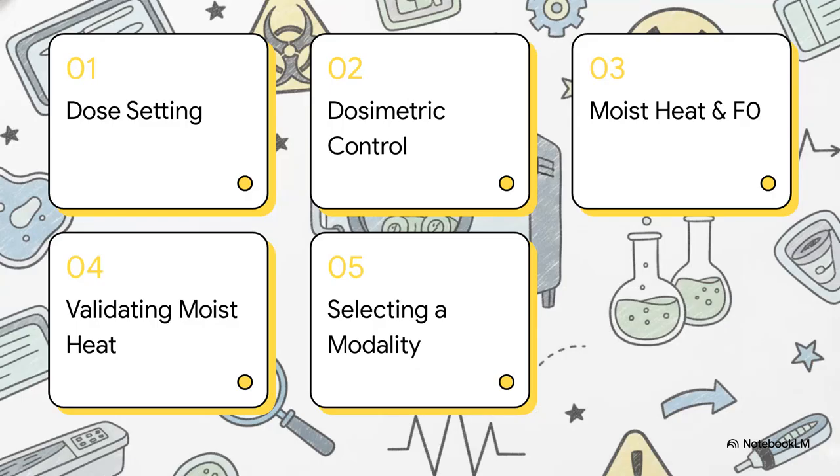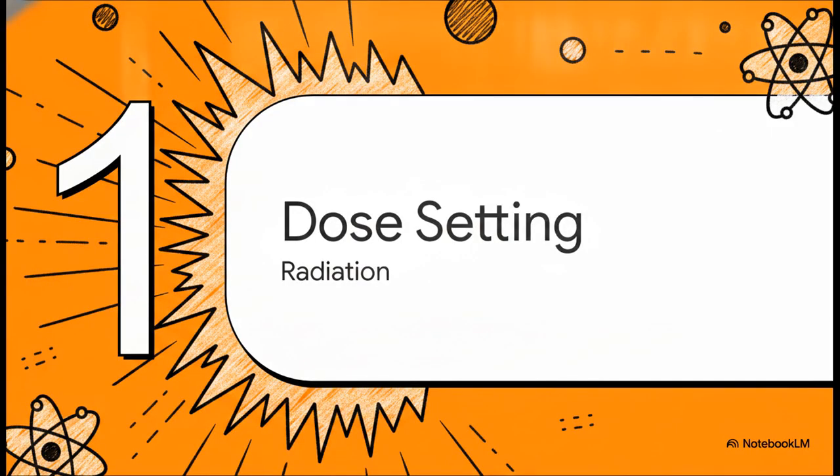heat. Okay, let's dive right into this. First, we'll look at setting the dose for radiation, then move into dosimetric control. After that, we'll cover moist heat and F0, validating that moist heat, and finally, a framework for selecting the right modality. All right, section 1, dose setting for radiation.